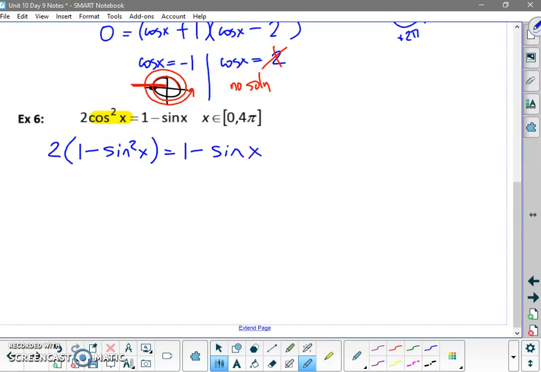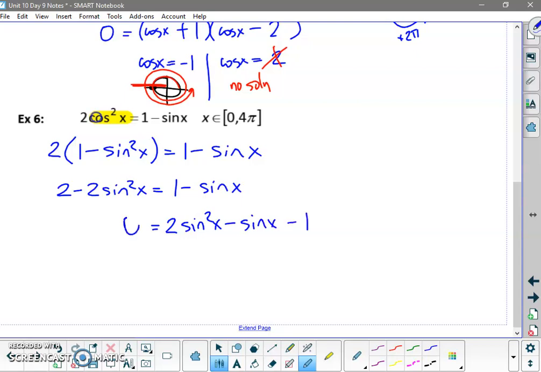And now what I'm going to do is distribute. So I've got 2 minus 2 sine squared x equals 1 minus sine x. And like I did up above, I want to move the negative 2 sine squared x to the right side, so I'm going to add that. I've got minus sine x. I'm going to subtract 2, so I've got 1 minus 2. That's going to give me a negative 1. And that becomes a 0.